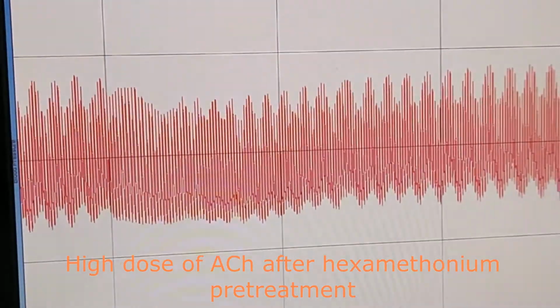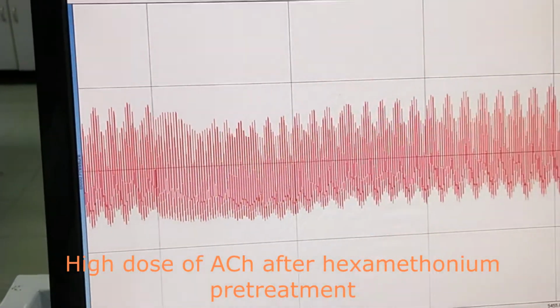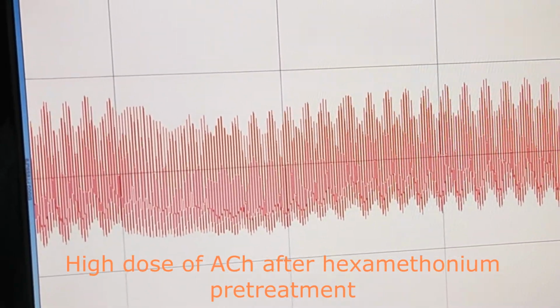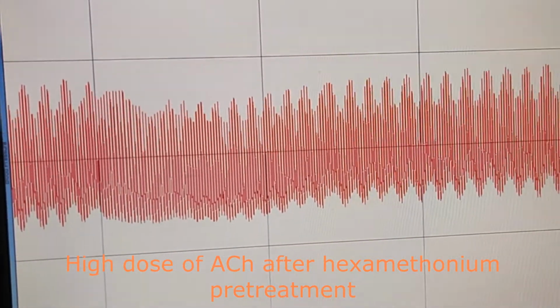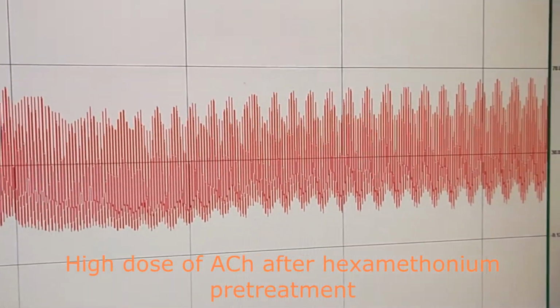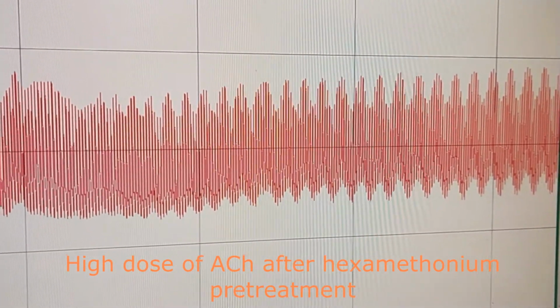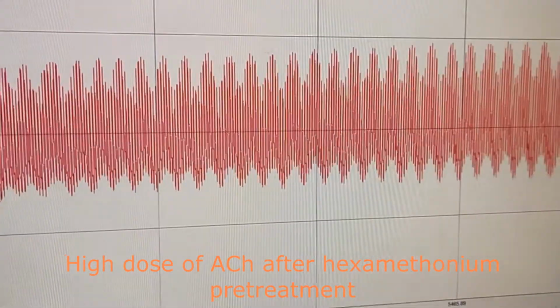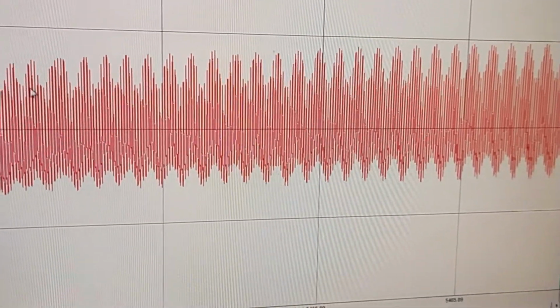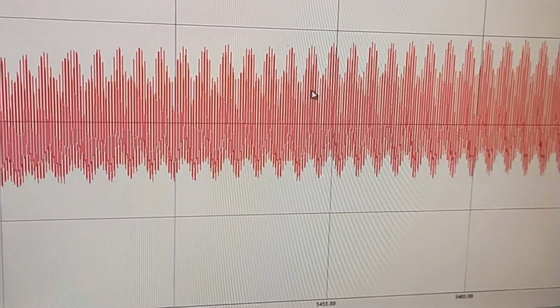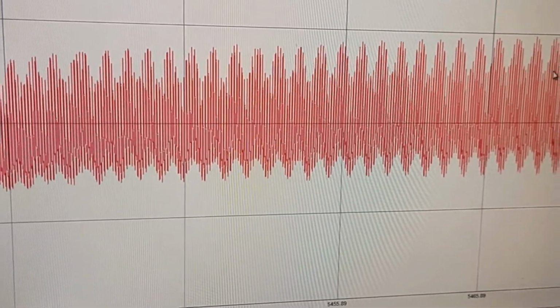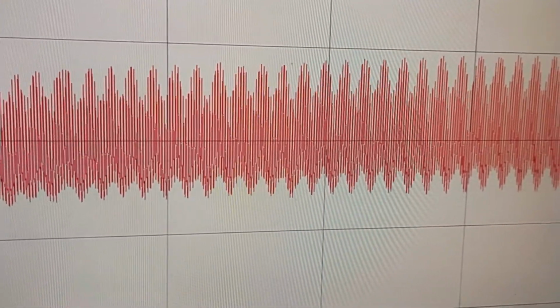So after the injection of 1 mg per kg of acetylcholine, the high dose acetylcholine, you can see that they are slightly increased in terms of blood pressure after the injection when we compare to the normal blood pressure. So here is a normal blood pressure, and we can see that they are slightly increased in terms of the blood pressure after the injection of acetylcholine.